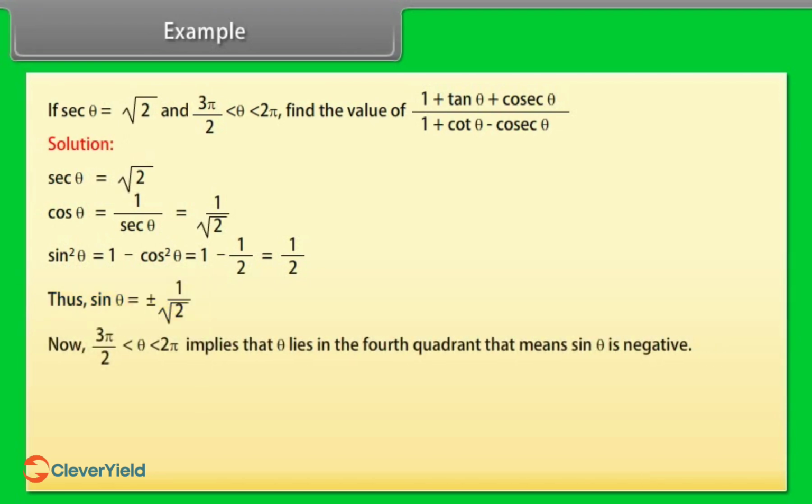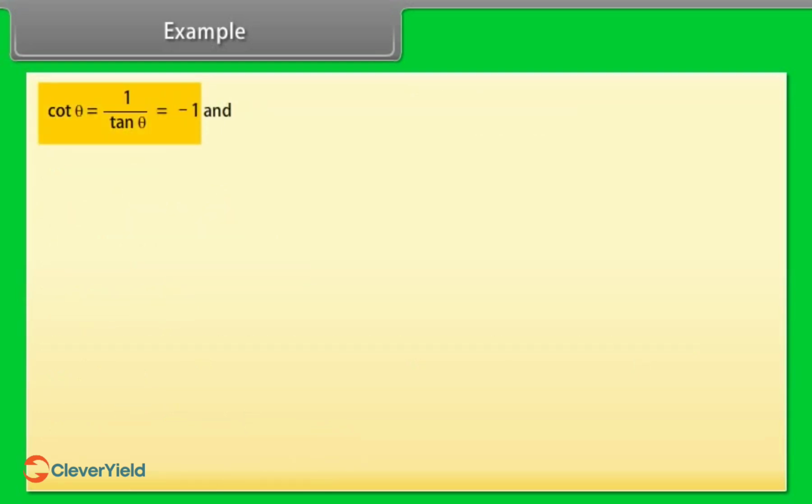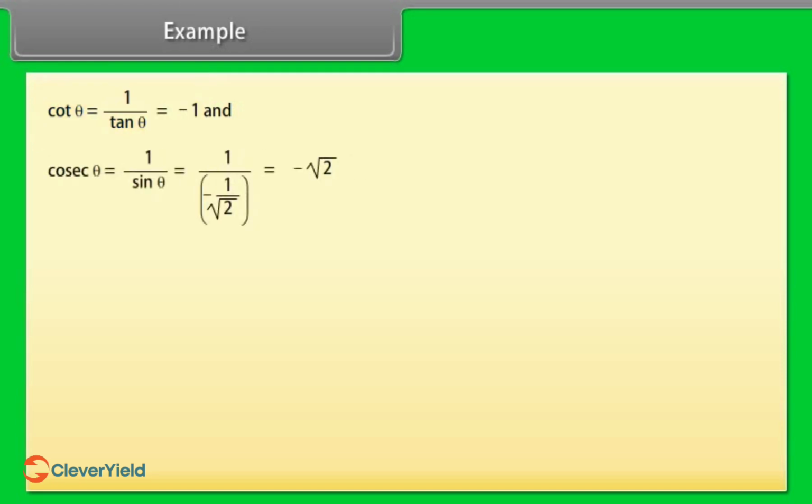Now, 3 into pi by 2 less than theta less than 2 into pi implies that theta lies in the fourth quadrant. That means sin theta is negative. Sin of theta is equal to minus 1 by under root 2. Tan of theta is equal to sin of theta by cos of theta is equal to minus 1 by under root 2 upon 1 by under root 2 is equal to minus 1. Cot of theta is equal to 1 by tan of theta is equal to minus 1, and cosec of theta is equal to 1 by sin of theta is equal to 1 by minus 1 by under root 2 is equal to minus under root 2.